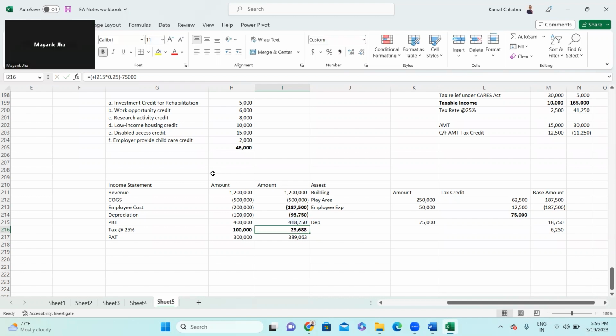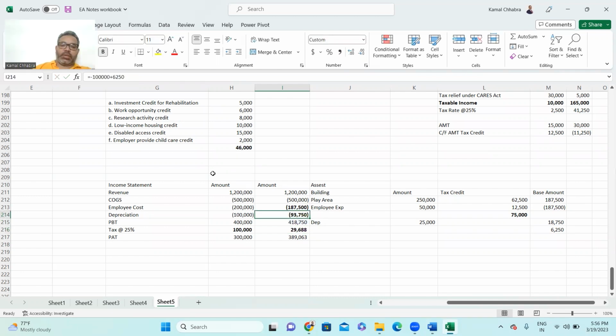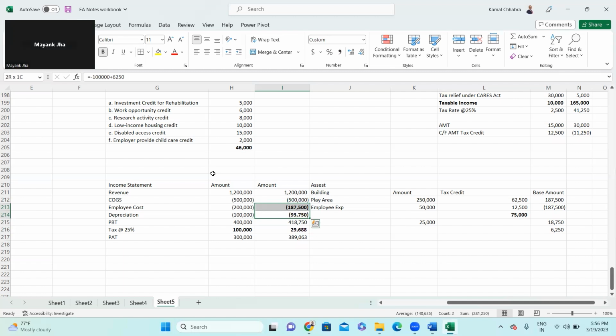But at the same time, you need to reduce the employee cost and depreciation. Like the 25% tax, that amount we have paid to the tax. That's the amount. Any doubt?